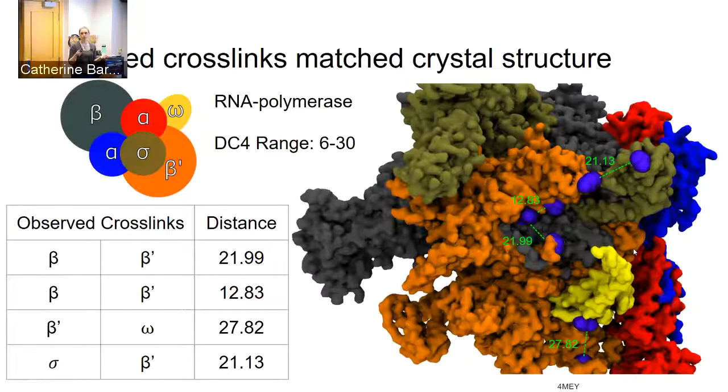Peter did the same thing for all of the ribosomal proteins in E. coli, and every single one of the crosslinks, again, fell within a reasonable range and matched the crystal structures that we had. So this is really, really cool.